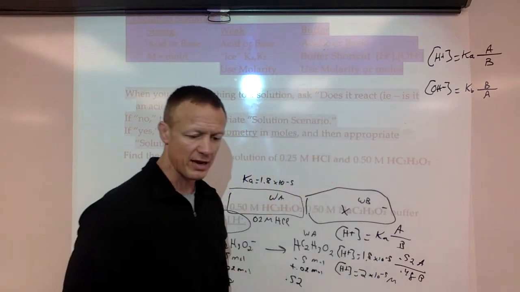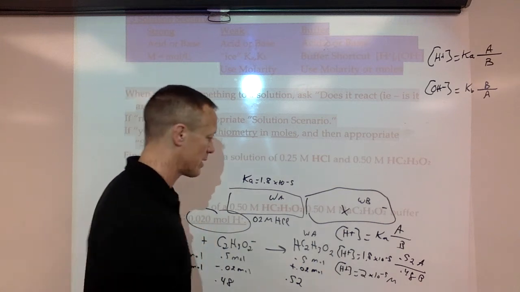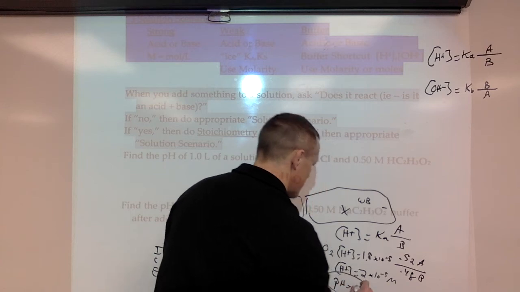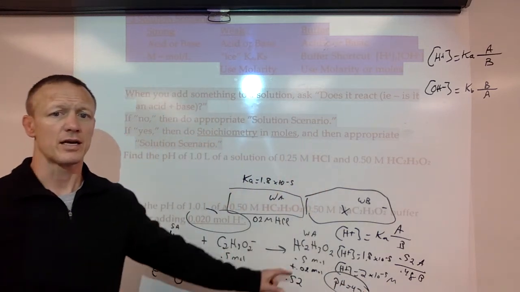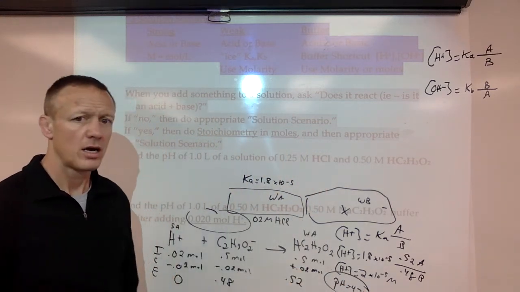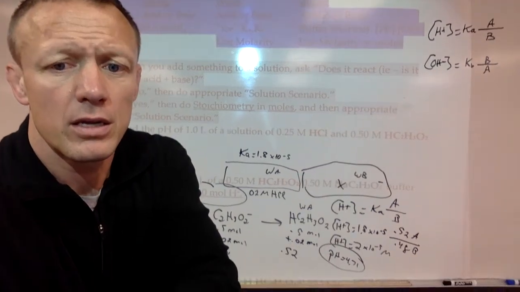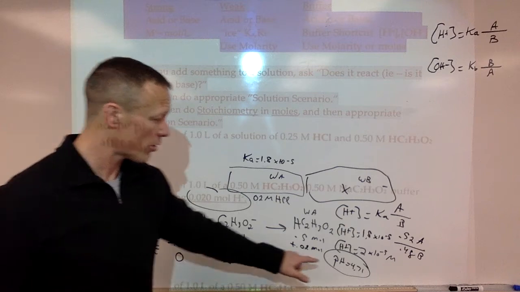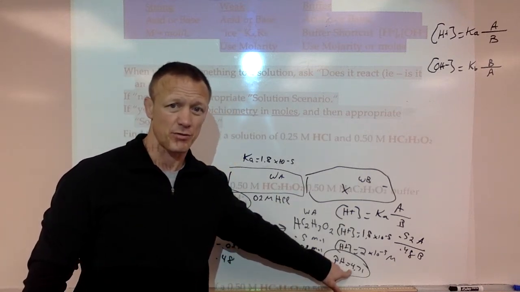Negative log of that, and I got 4.71. Sorry, you can't see that. 4.71 is the pH. If you think about that a little bit, our pH before we added anything was 4.74. Our difference is only 0.03.